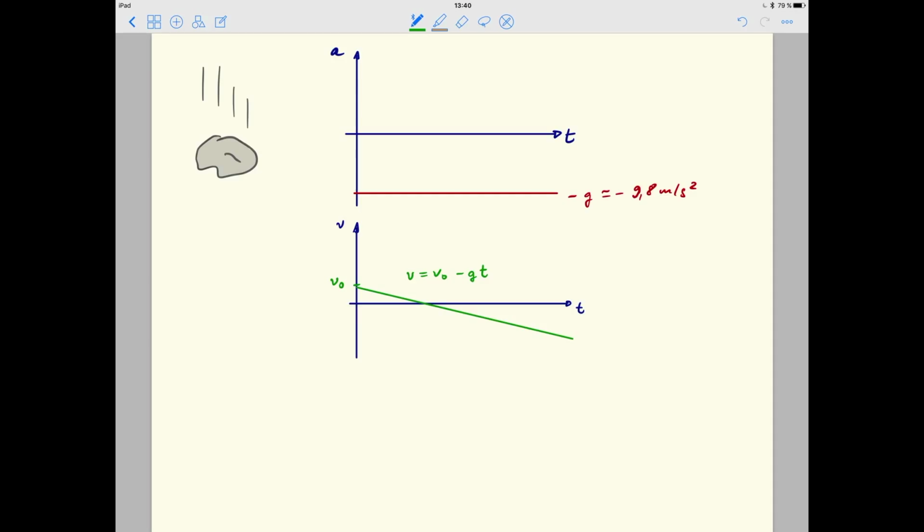Now let's integrate that to get the position. Wait a minute, now the area under the velocity curve represents position? Weird, right? But yes, the units check out.